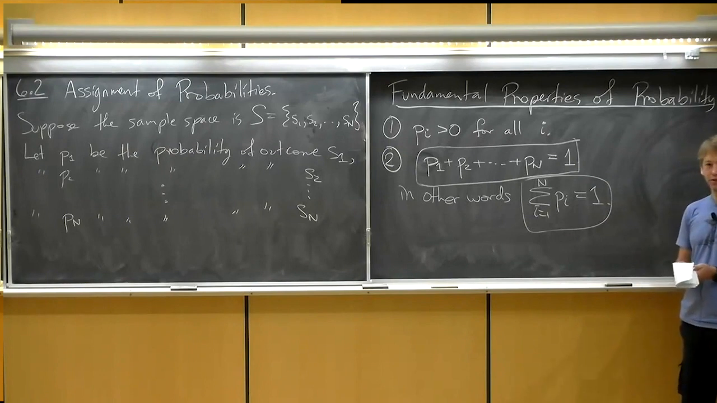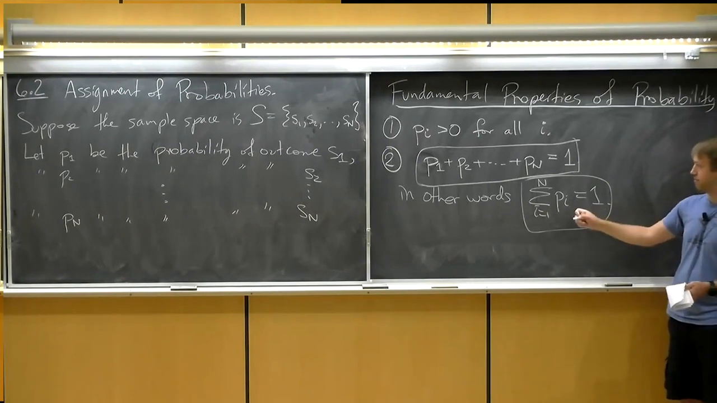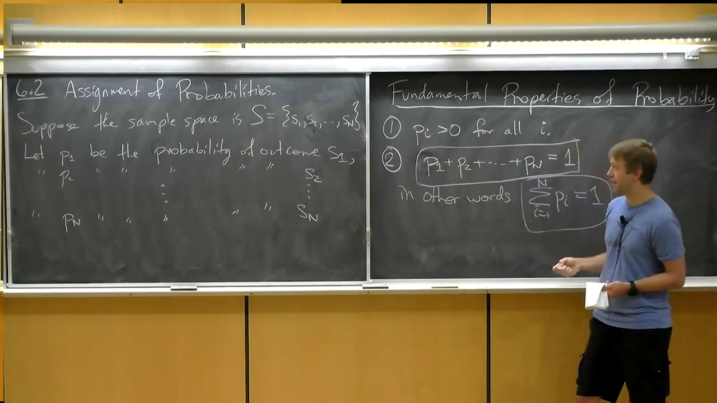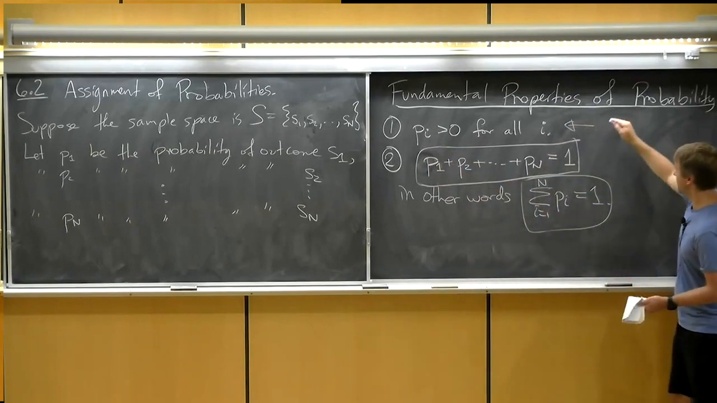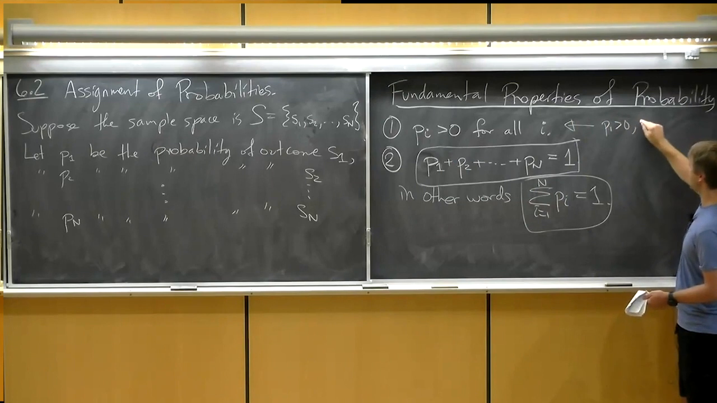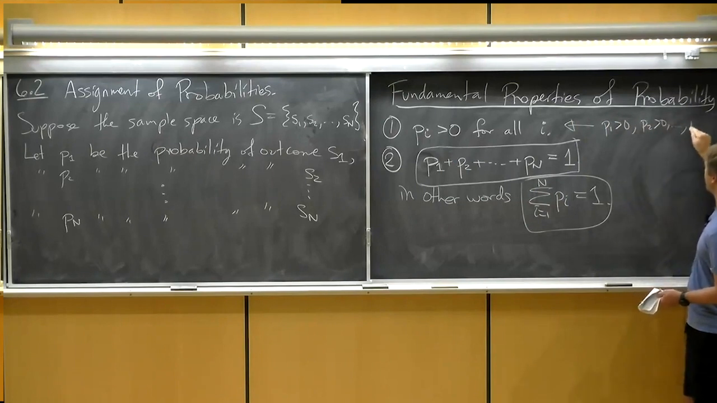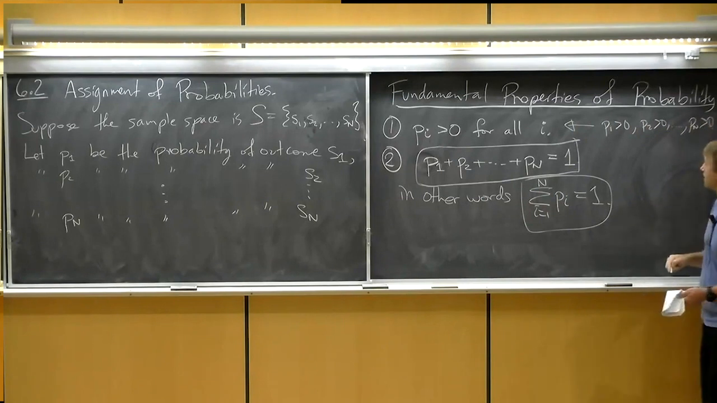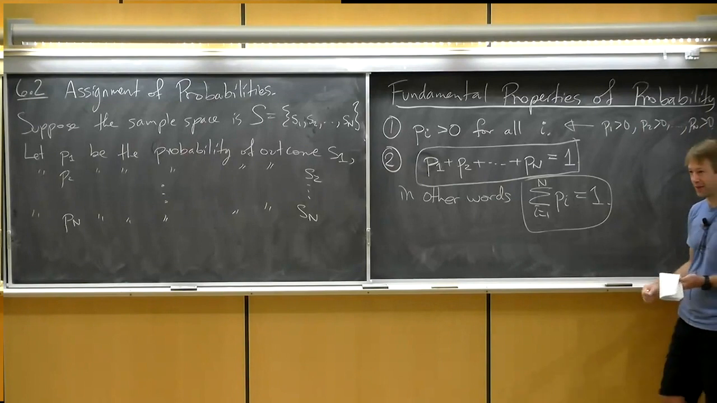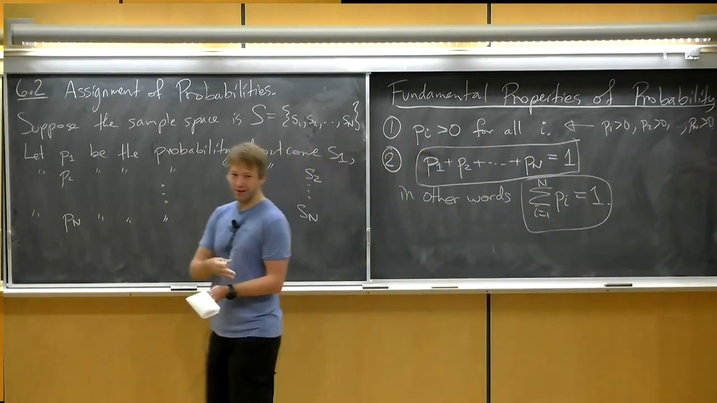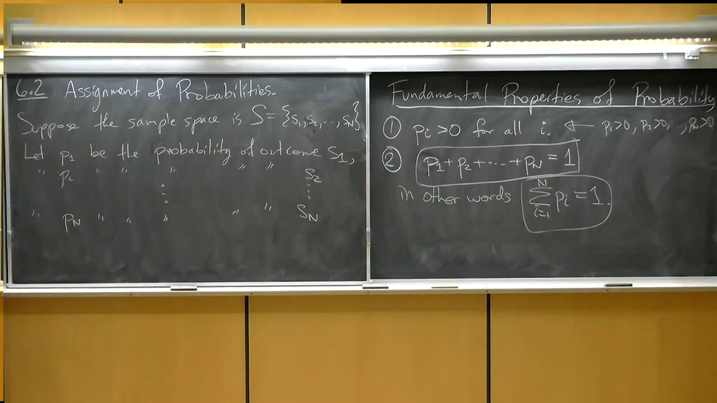Any other questions? Really what this is saying is also the same as saying P1 is bigger than 0 and P2 is bigger than 0 and so on, up to Pn is bigger than 0. The i here is just standing for index, so it applies for every index. Any other questions? Okay.